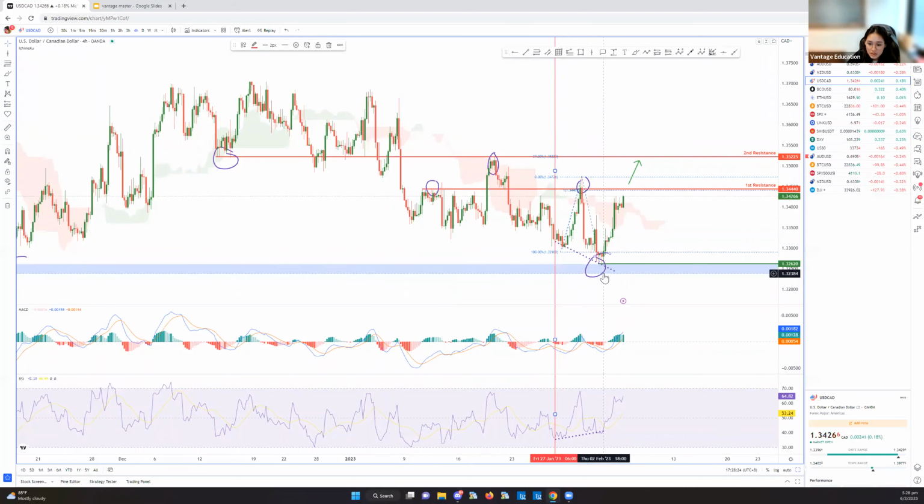So we want to take note of this area over here. Okay, so far all of our indicators support our analysis, which is great.